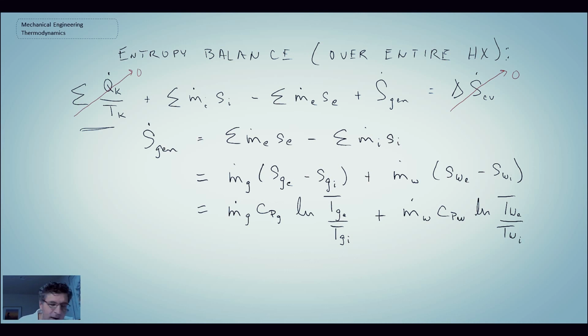So with that, what we can now do, we can go and plug our numbers in, and we calculate that the entropy generation for the heat transfer within the heat exchanger is 0.0446 kilowatts per Kelvin. And so that would be the answer to the second part of the problem.